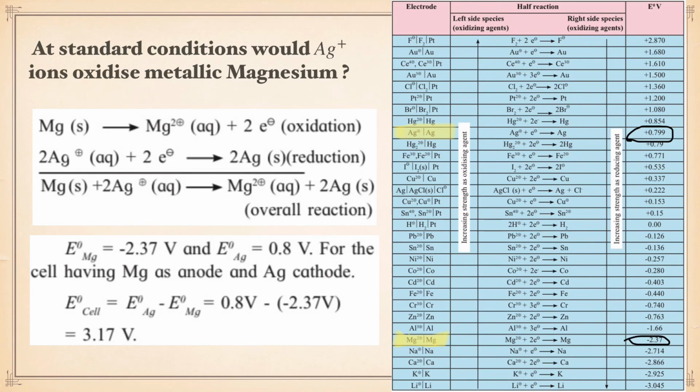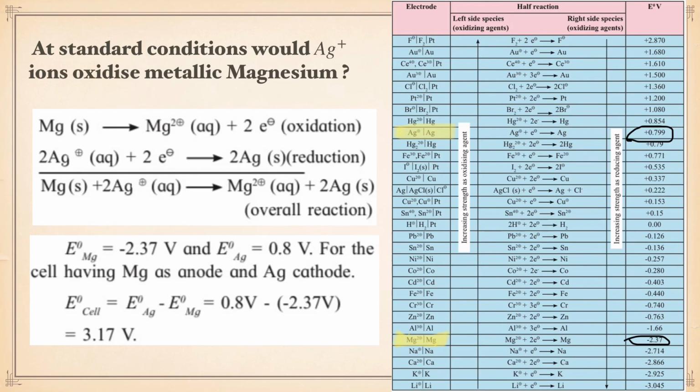So Ag+, that means the Ag electrode, E0 of Ag, the value is plus 0.799. So it is written as 0.8 volt. So E0 for Ag is equal to 0.8 volt, and E0 of magnesium is equal to minus 2.37 volt. Now I know the formula. E0 cell is equal to E0 cathode minus E0 anode. So I'll apply the formula: that is equal to 0.8 volt minus (minus 2.37 volt). So at the end, I get the value as 3.17 volt. So I am getting a positive value.